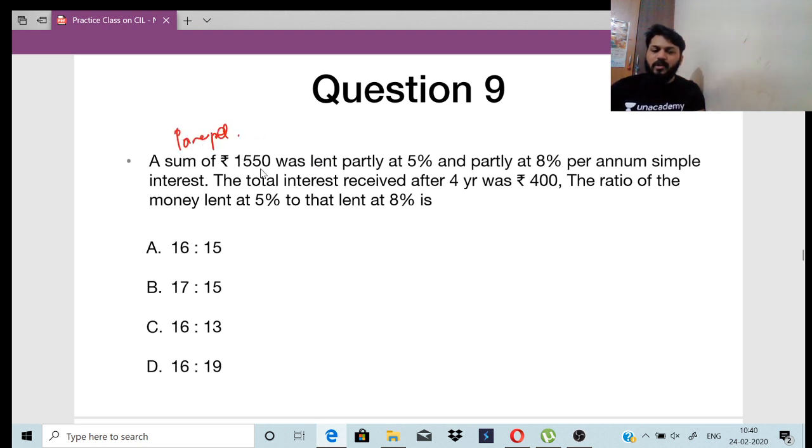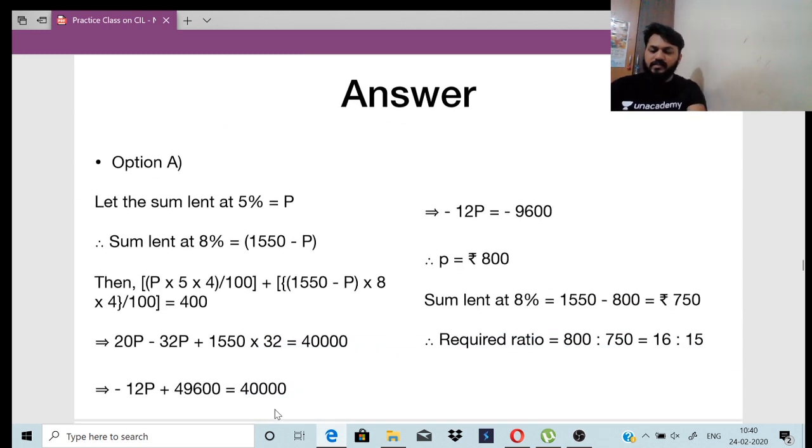Right, the principal of 1550 is lent partly at 5% and partly at 8% per annum simple interest. Total interest for 4 years is 400. So what will be the ratio of the 5% and 8% amounts? Okay, so Vipul is telling it as A. Yes, it is A.